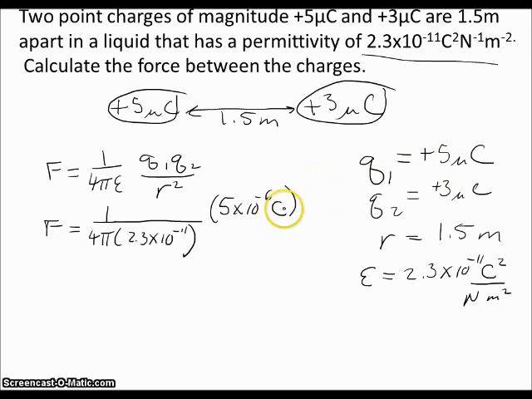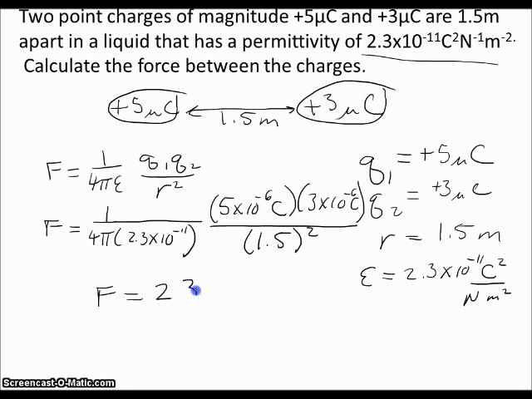Our charges are positive 5 times 10 to the minus 6 coulombs. And so I converted from microcoulombs to coulombs there. And 3 times 10 to the minus 6 coulombs. So I converted that to coulombs also from microcoulombs. I divide by our distance squared. No conversion necessary because it's already in meters squared. I multiply it out, I divide, and I find that the force in between these two objects is 23 millinewtons.